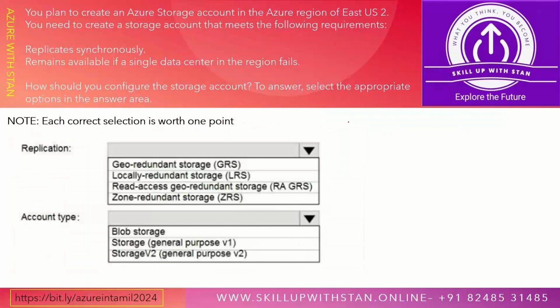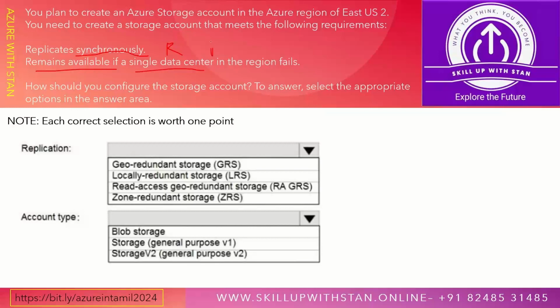So you plan to create an Azure storage account in the Azure region of East US2. You need to create a storage account that meets the following requirements. They want to have a synchronous replication, which means it has to be within the same region. If you want synchronous replication, because replication between two different regions is actually asynchronous, there is a minor delay. There is a minor RTO there, and it remains available if a single data center fails.